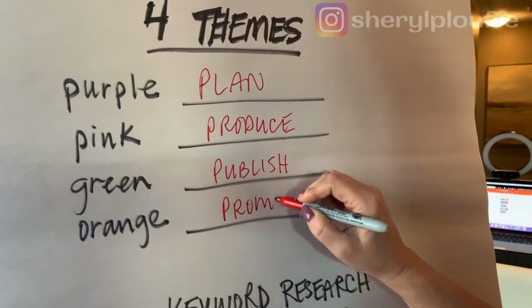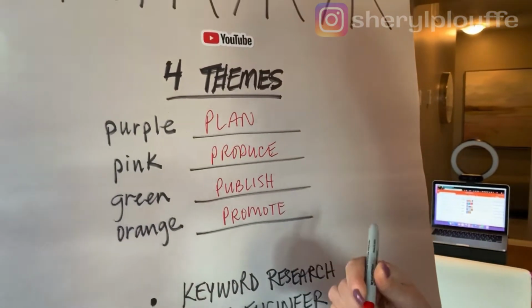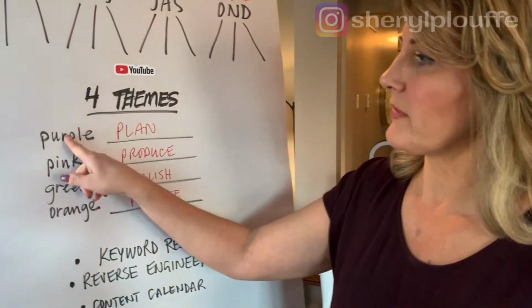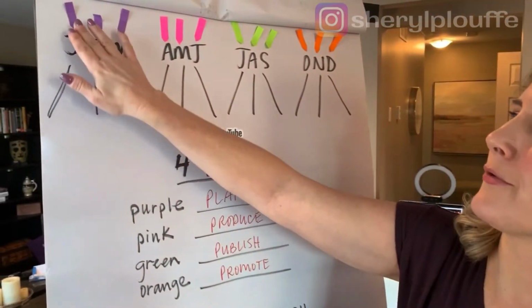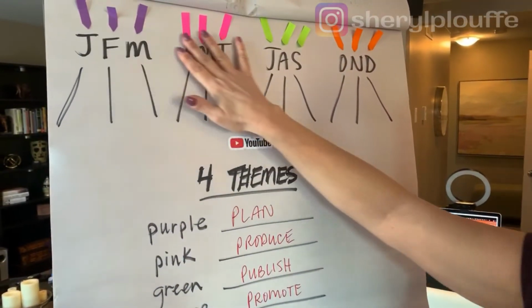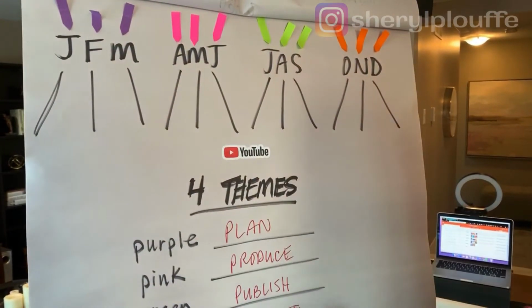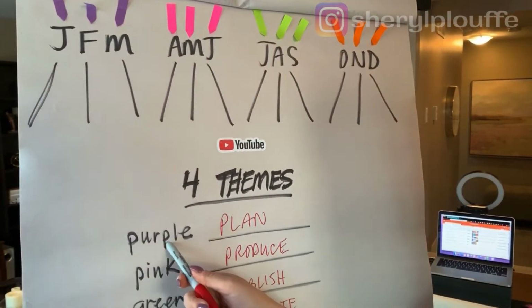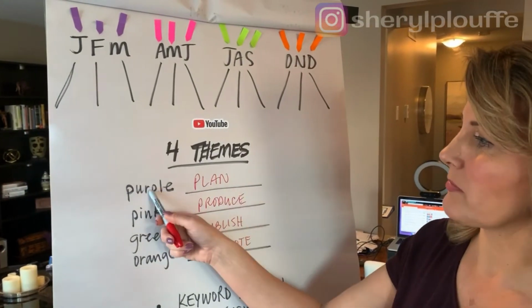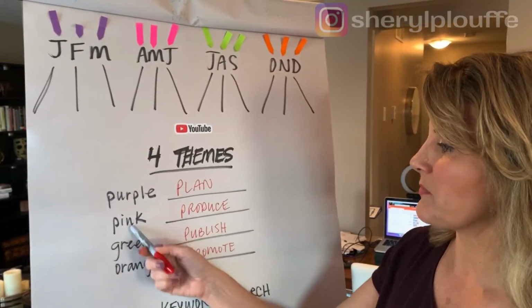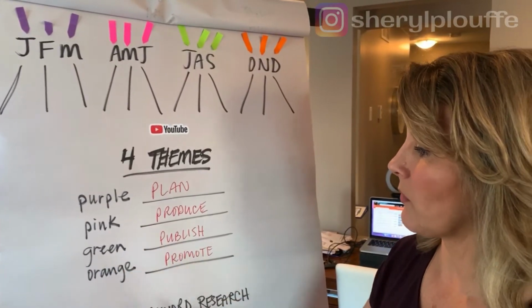Okay. So you choose your 4 themes. Notice that I've color-coded them, so I've just used some sticky notes that I have. If you have the full-size stickies, it doesn't really matter what color coding you use or what colors you choose, but identify the colors. So for the planning theme, I'm going to call that purple, produce is pink, publish is green, and promote is orange.